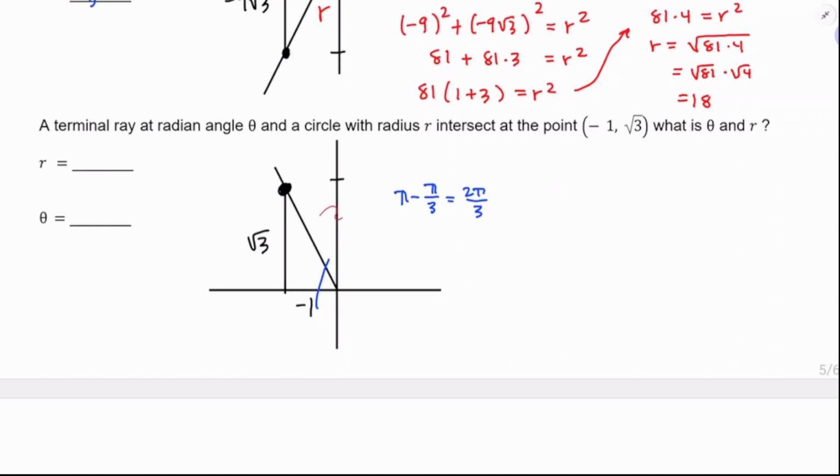Then to find r, the radius of the circle, or the hypotenuse of the triangle, I'm going to use the Pythagorean theorem. Negative 1 squared plus square root of 3 squared equals r squared. So 1 plus 3 equals r squared. That feels like r equals 2 to me. So r equals 2, theta equals 2 pi divided by 3.